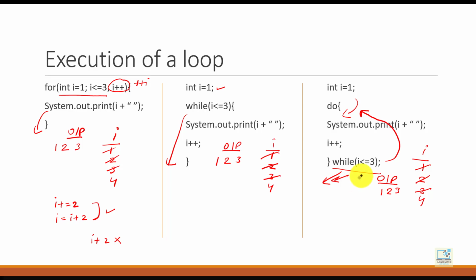There is one concept here. In for and while loop, the loop will execute minimum 0 times. Keep in mind. Okay, means if the condition is false, the loop will not execute at all, right? Whereas in do while loop, the loop will execute minimum 1 time. That means even if the condition is false, the loop will execute once. Okay, and after that only it will terminate.